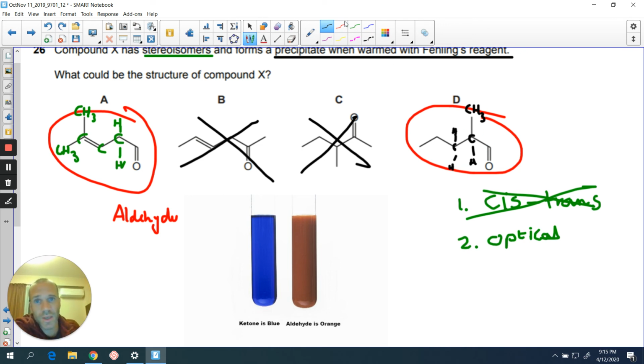Now, you can see that this carbon here is a chiral center because it is bonded to four totally different things. We've got a methyl group, we've got our aldehyde part of the compound, we've got a hydrogen, and then we've got a 1, 2, 3 carbon chain here. So that would be propyl. We've got a propyl group. So I'm just going to draw circles around those four different things. 1, 2, 3, 4. So we have a chiral center. So this will have optical isomerism. So that's why the answer is D. I hope that has helped.